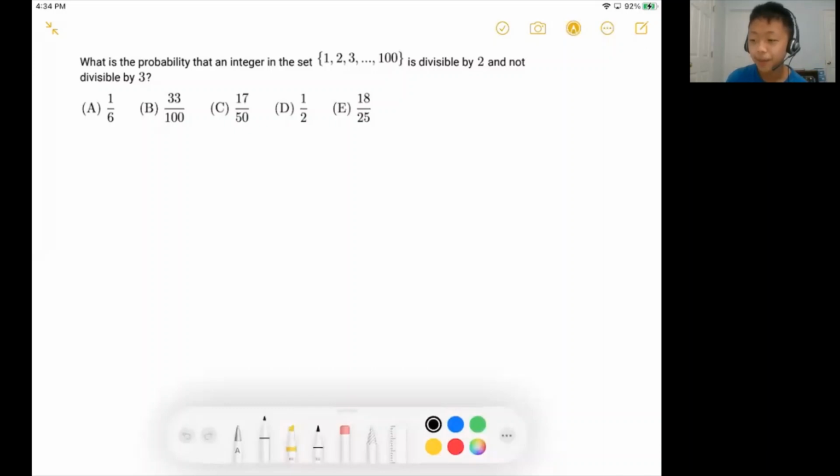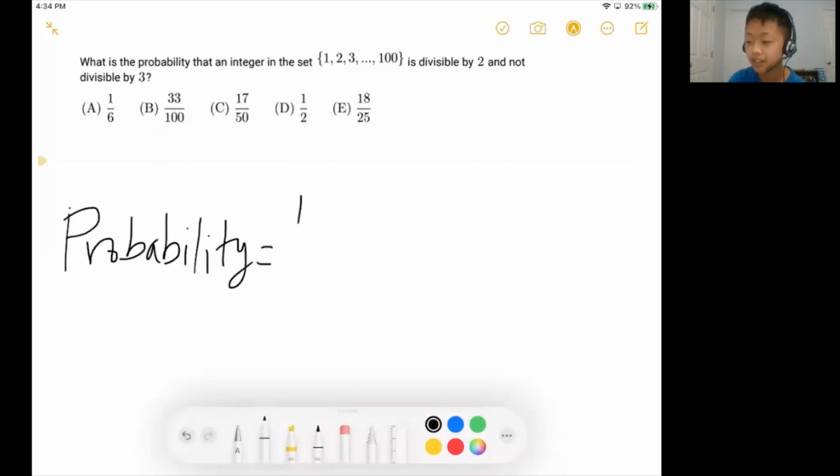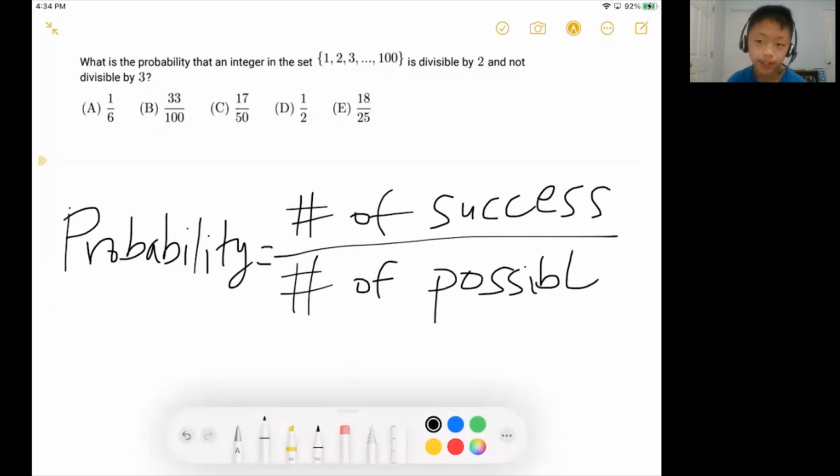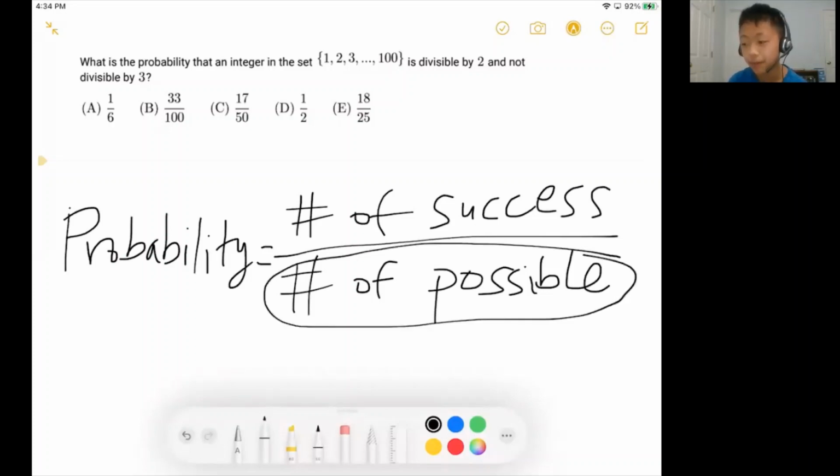Remember that whenever a question asks about probability, probability is always equal to the number of successes divided by the number of possible outcomes. It's basically a two-step counting problem. First of all, the number of possible outcomes is pretty easy to find: it's just 100, since we have 100 numbers to choose from.